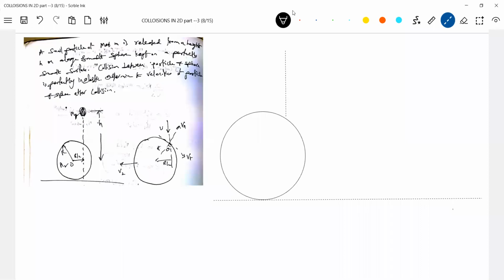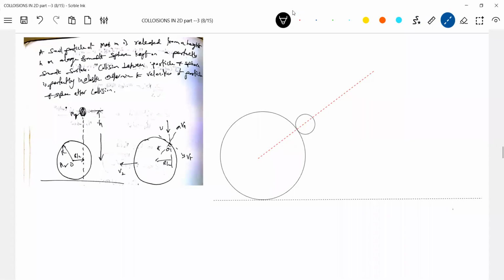Released here. The sphere will come and collide here. Now this will be the line of impact. First let me draw the sphere. I'll show the sphere by this. I think this should be the common normal. There's a common normal. So look at this.